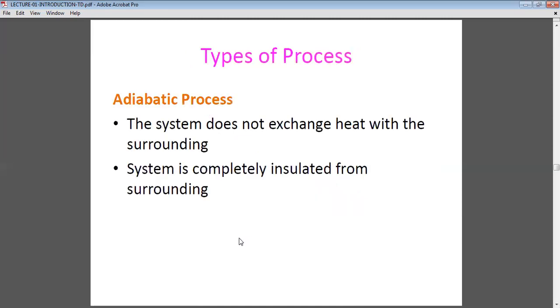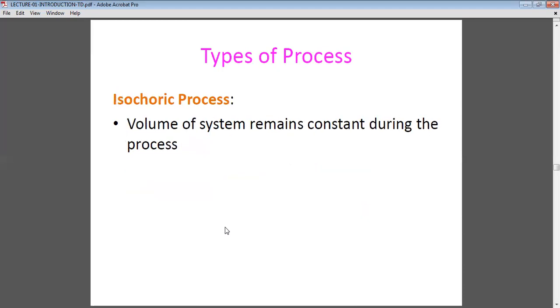Next, coming to the adiabatic process. A process is said to be an adiabatic process when the system does not exchange any heat with the surroundings. That means there is no transfer of heat energy from the system to the surroundings or from the surroundings to the system. So the system is completely insulated or isolated from the surroundings without any interaction.